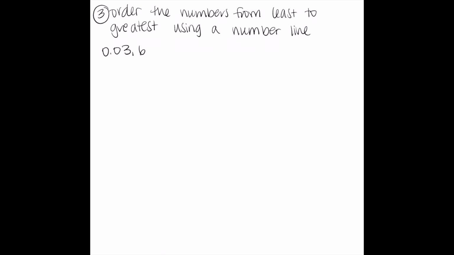And the numbers we're given are 0.03, 6%, 1 over 50, 0.12, and 1 over 25. So we're going to go through and do the same steps as before. We're going to convert everything that's not already a decimal into a decimal. So we'll start off with the 6%.